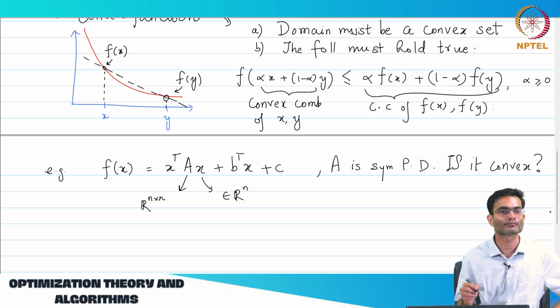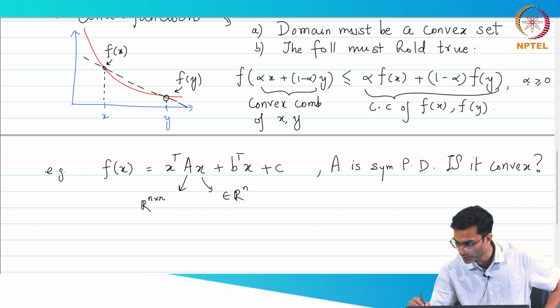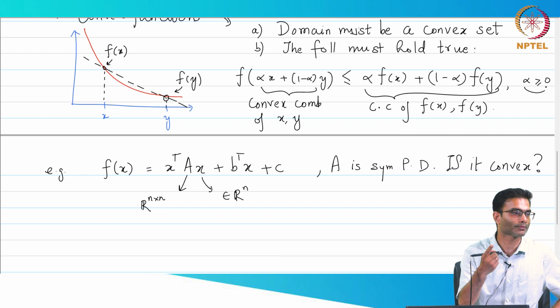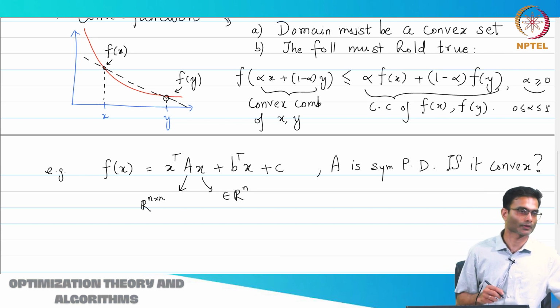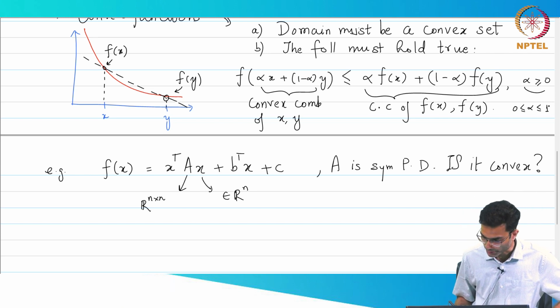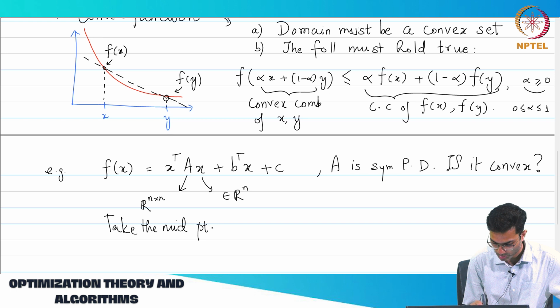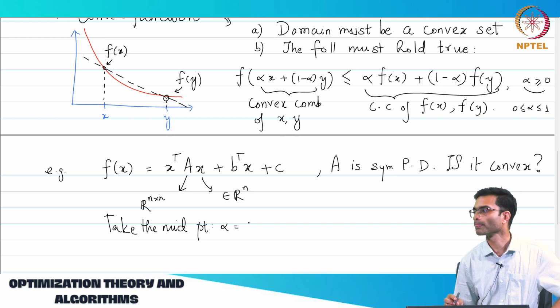Yeah, question? Does alpha have an upper bound over here? Actually, you're right. Because we're talking about convex combination and the way I've written it over here, there is an upper bound. What is it? 1, right? So, we can write this as 0 less than alpha less than 1. Good point. Alright, so let's take the midpoint. That would correspond to alpha equal to half.